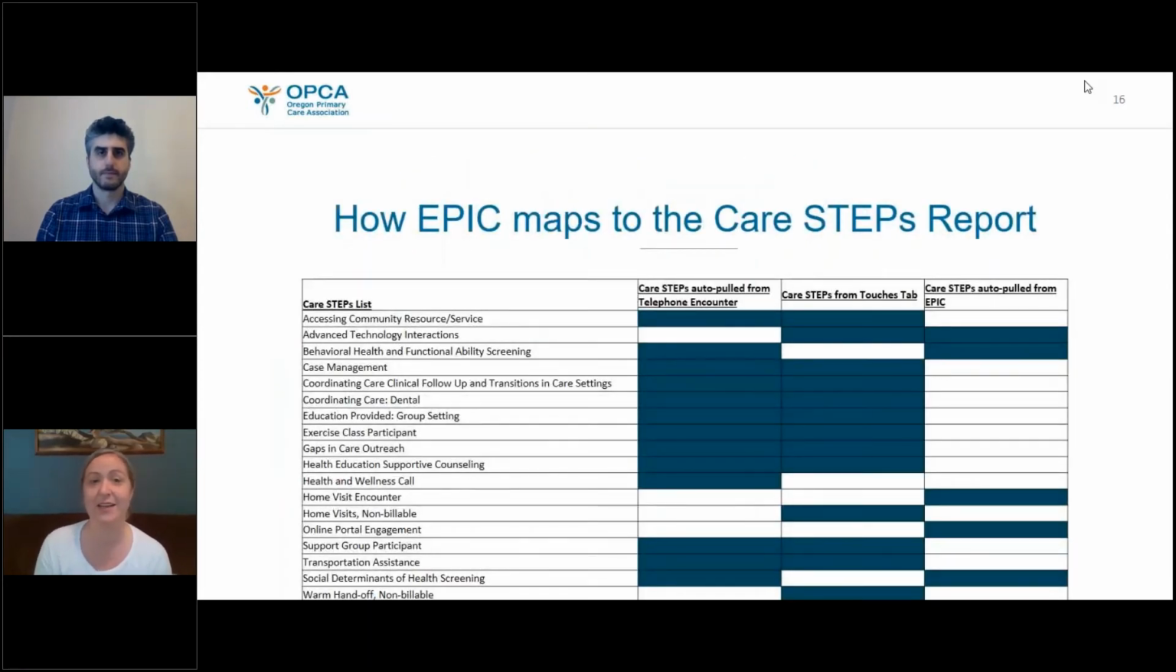So let's go ahead and take a look at the EPIC map, and you can see the care steps list on the far left, and then it shows you which ones are auto-pulled and then which ones are from the touches tab. And I think you really want to look at the two right columns. According to this graph, which might be a little bit outdated, but not too much, I don't think they've made many recent changes, 5 are auto-pulled and the rest would be manual, and that means that your care team members will need to go into that touches tab, do a couple extra clicks until they know that they've gotten credit for delivering and documenting that care step.